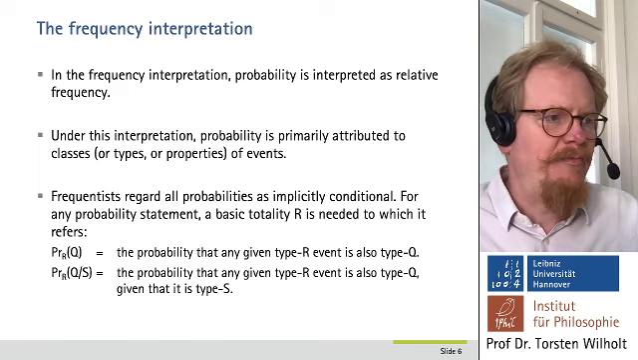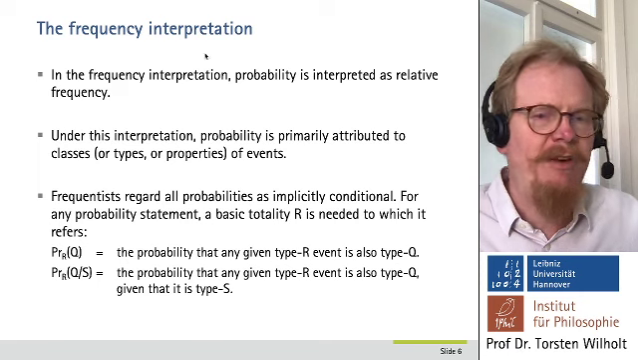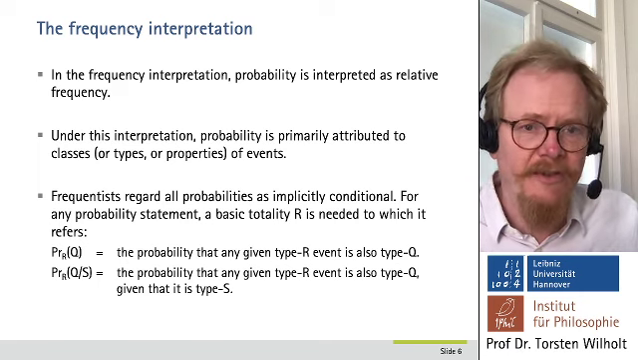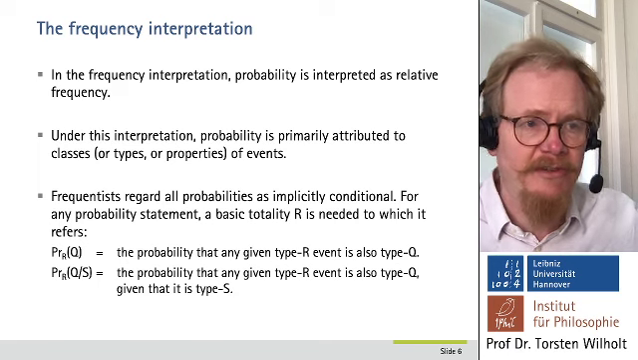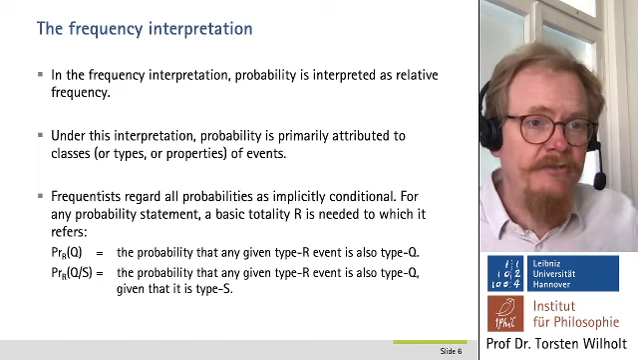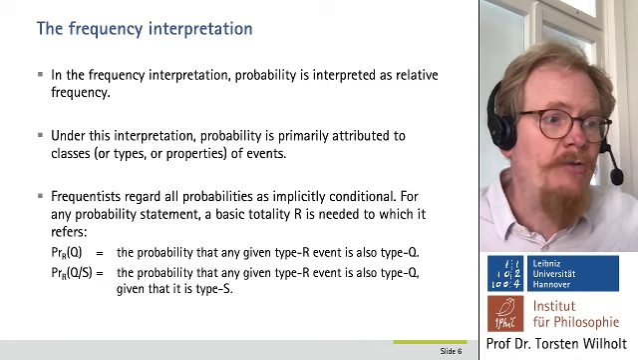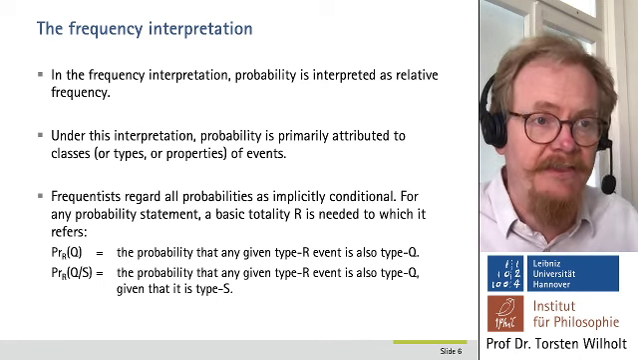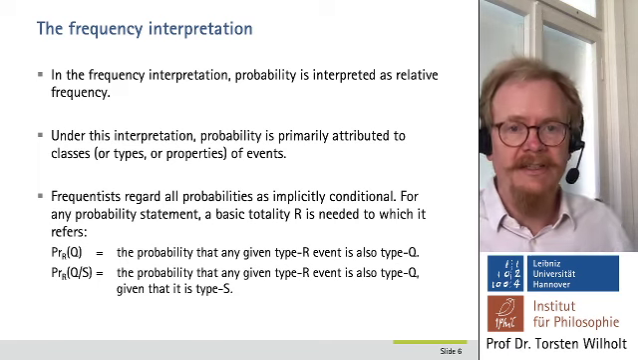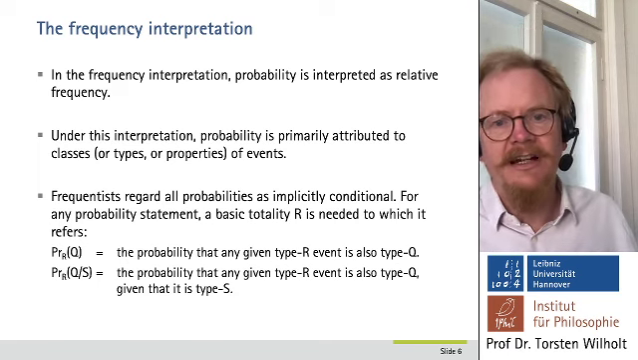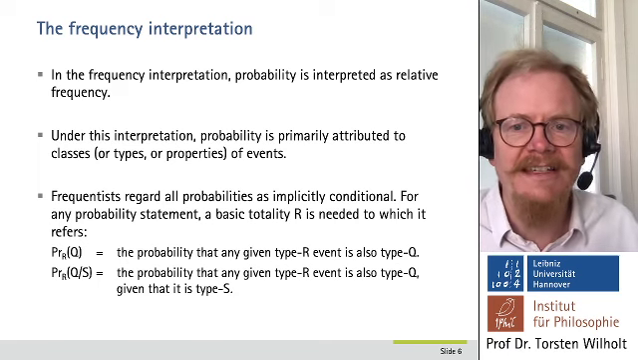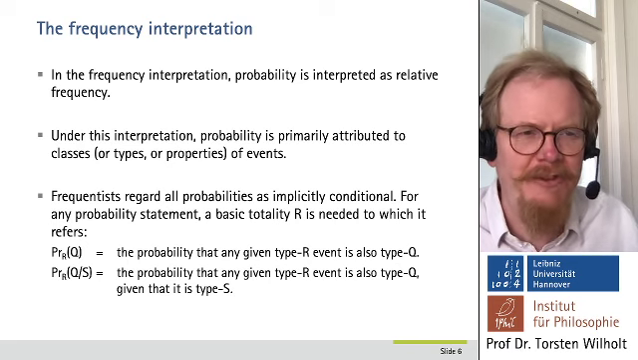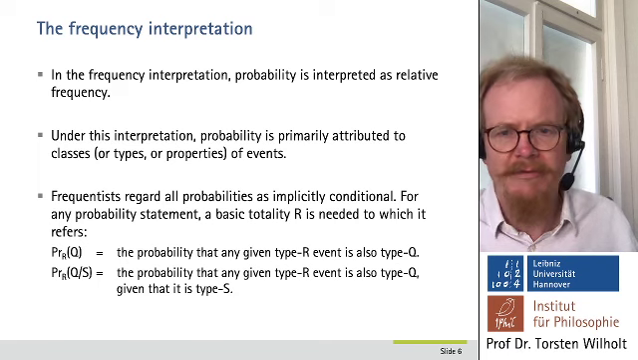So under this particular interpretation, probability is primarily attributed to classes of events or types of events or properties of events. So not to singular events, but always to classes of events or types of events. Those are the things that have probability. And frequentists regard all probabilities as implicitly conditional. There's not really a frequentist idea of unconditional probability.